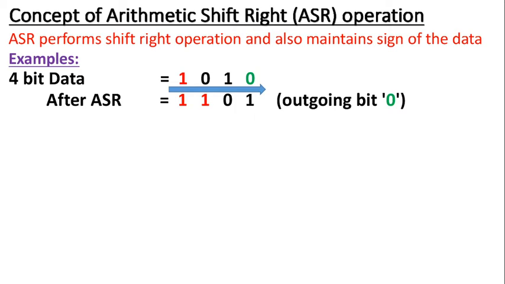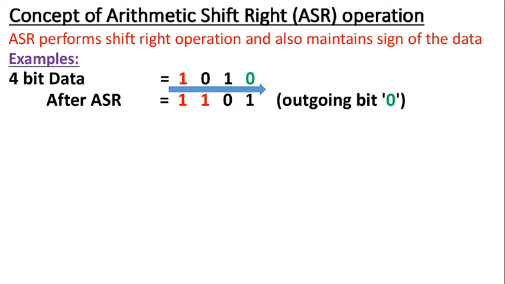Because data is 4 bits, after arithmetic shift right also we need to keep just 4 bits of result here. So the sign is maintained, the MSB bit is simply copied as it is, and then every bit is shifted towards the right. So 101 will be the next 3 bits. And from that given data, that extreme right bit, that is 0, is the outgoing bit. This particular bit will fall out. That will vanish. It means that the 4 bits of data 1010, after arithmetic shift right, will become 1101.